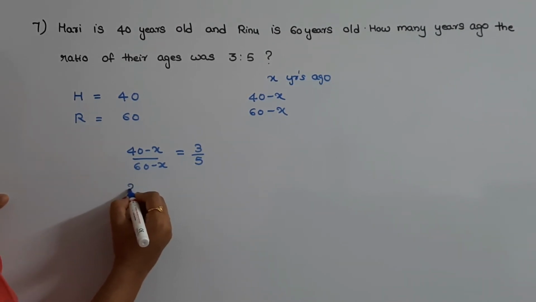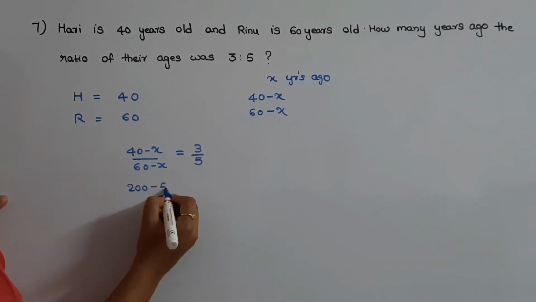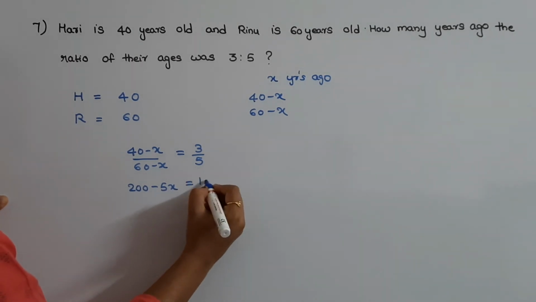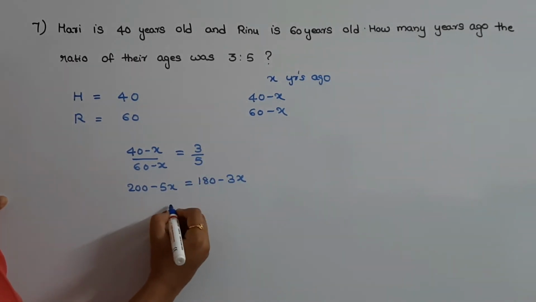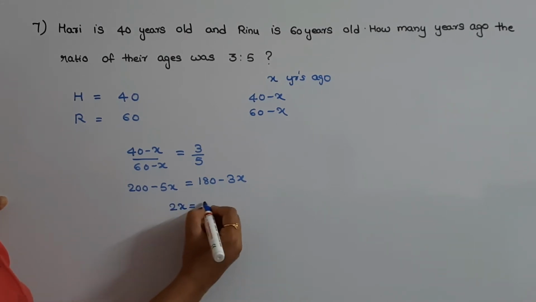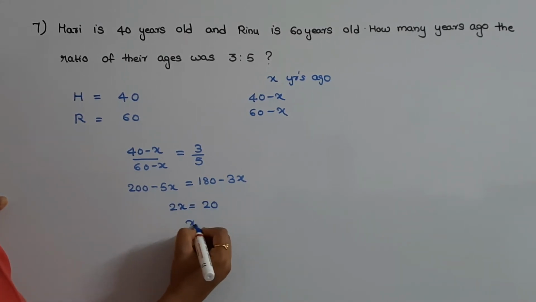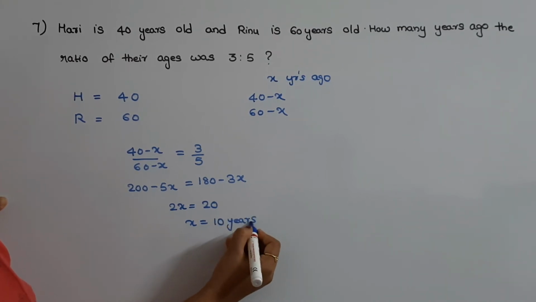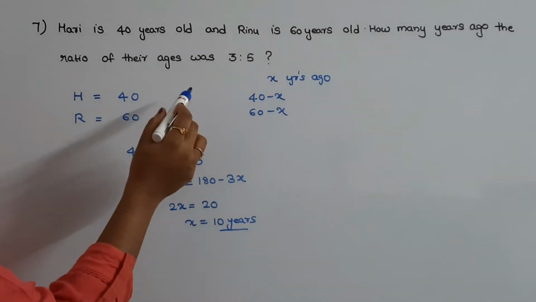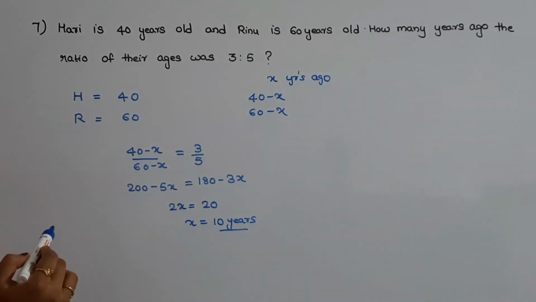So, 200 minus 5X is equal to 180 minus 3X. On solving this we will get 2X is equal to 20. So, from this X will be equal to 10 years. Hence, 10 years ago the ratio of their ages was 3:5. So, 10 years is the answer.